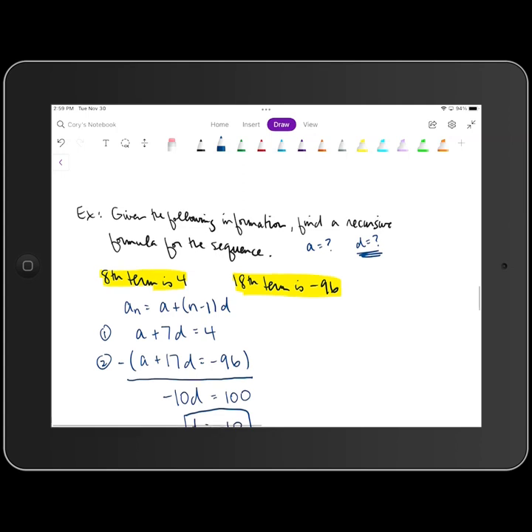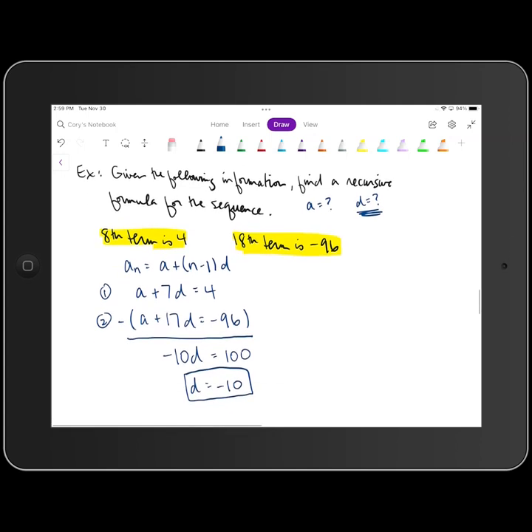Okay, once we know the value of D, we can plug into either equation 1 or equation 2 and solve that equation for the variable A, which I'm going to plug into the top equation. So we get A plus 7 times D, which is negative 10, is equal to 4, which makes A minus 70 equal to 4, which makes A equal to 74.